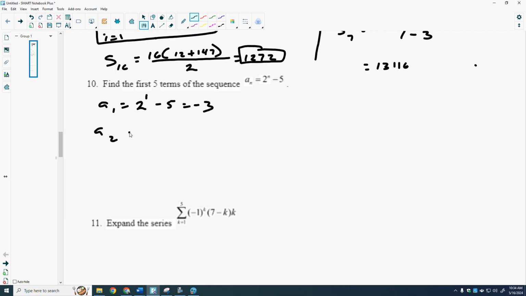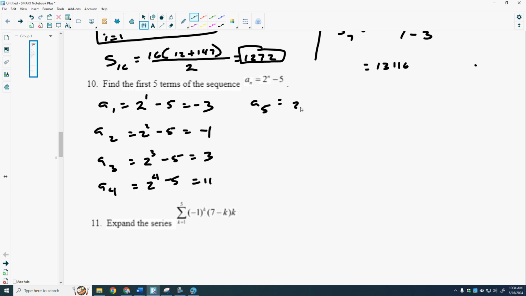A sub 2 equals 2 raised to the second power minus 5, which is a -1. A sub 3, and so on. What is that? 8 minus 5, 3. A sub 4, 16 minus 5 is 11. A sub 5, 32 minus 5, which would be 27. And we're done. There's my first 5 terms. It's just a matter of plugging in 1, 2, 3, 4, 5 for n.